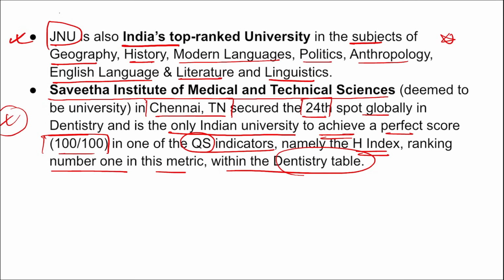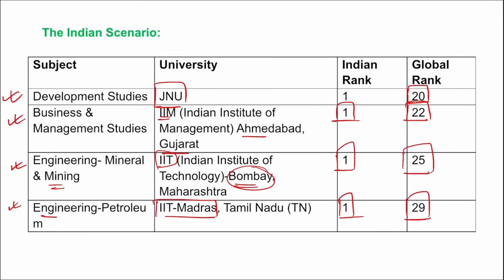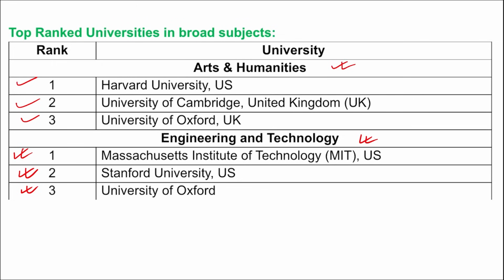If we are talking about these subjects, it is JNU, and JNU is also for your development studies. For business management, it is IIM Ahmedabad. For engineering, mineral and mining, IIT Bombay. For petroleum engineering, it is IIT Madras. For arts and humanities, it is Harvard University on first position. For social science and management, for natural science, for life sciences and medicine, it is Harvard University, and for engineering and technology, it is MIT of USA. Correct? Take a note of this.